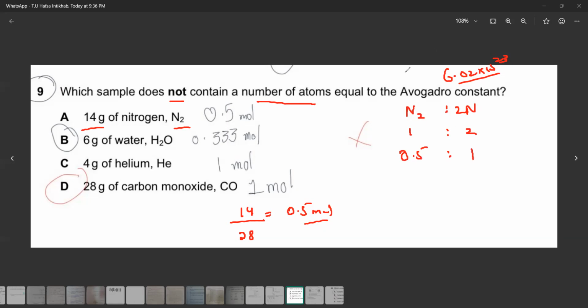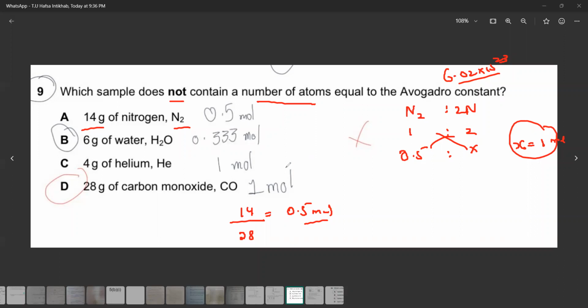X. So how many moles of atoms will we get when we cross multiply? We'll get 1. If we are getting 1 mole, it means it will always have 6.02 × 10^23 particles or atoms. So 0.5 moles of nitrogen molecules contain 1 mole of nitrogen atoms, and 1 mole of nitrogen atoms means it will have the same Avogadro's number of particles.